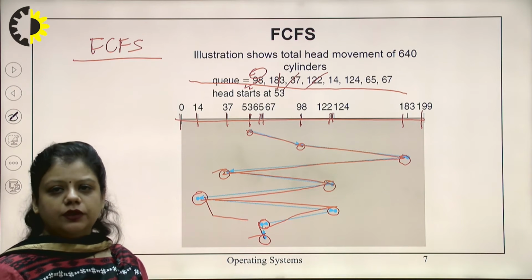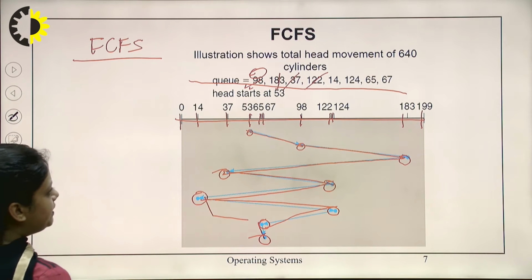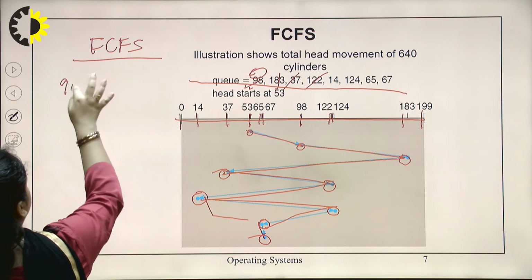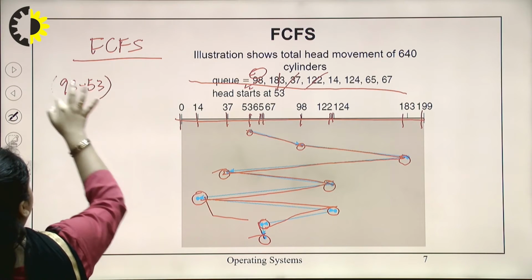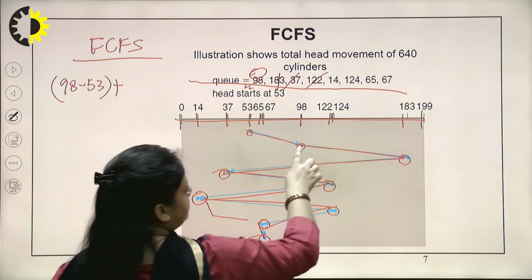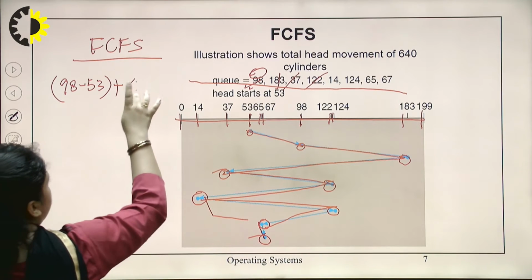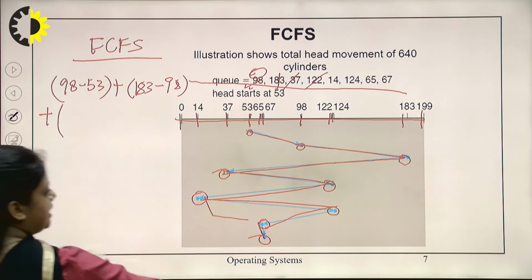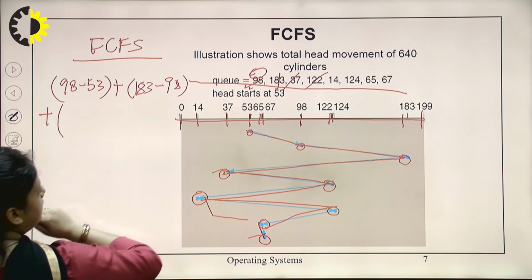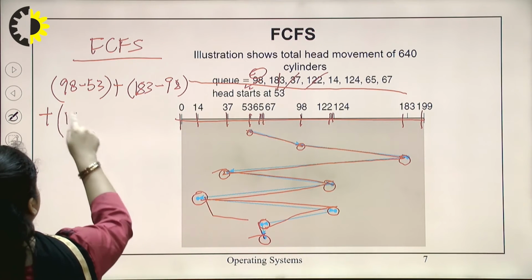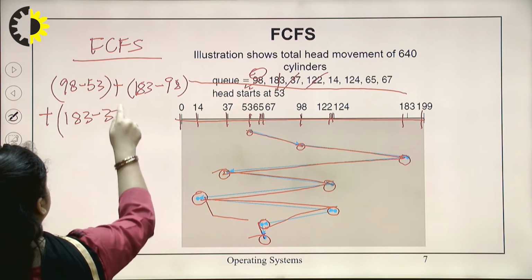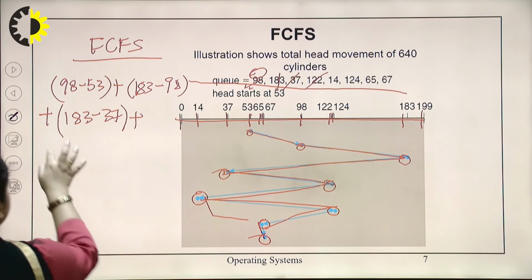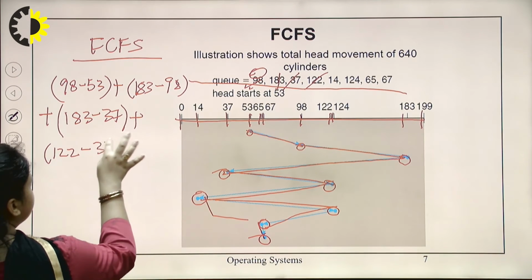So if you have to calculate the total head movement, what will be the total head movement? It is, first is 98 minus 53 plus, next movement was from 98 to 183. So it will be 183 minus 98 plus, next movement was from 183 to 37. So it will be 183 minus 37. Next will be again from 37 to 122. So it will be 122 minus 37.